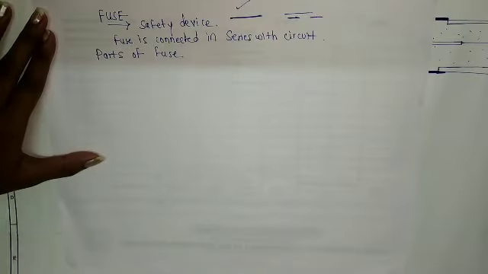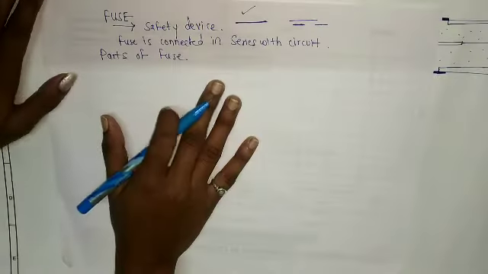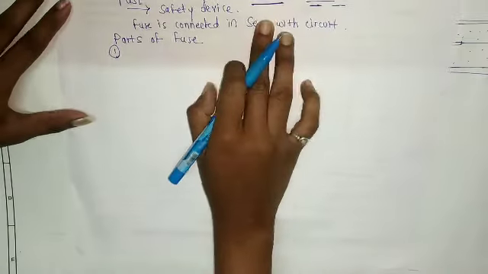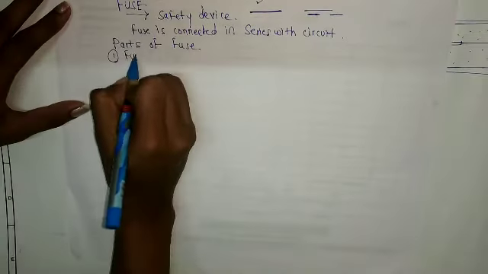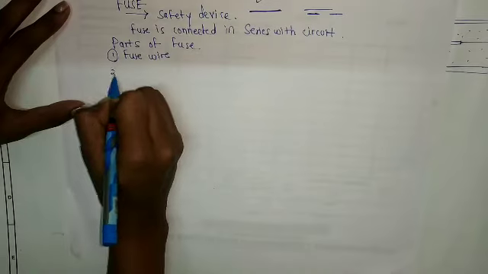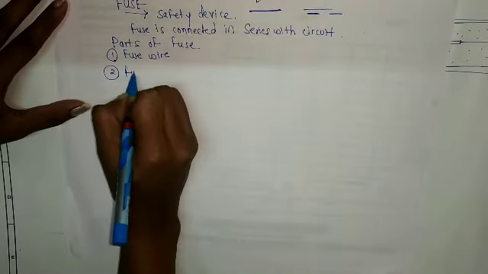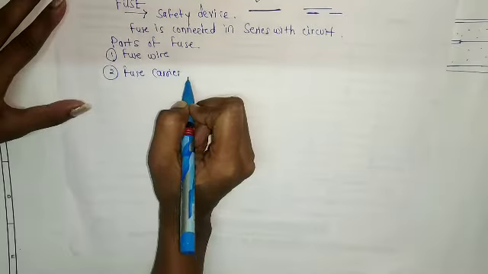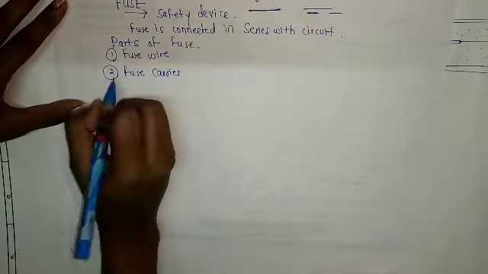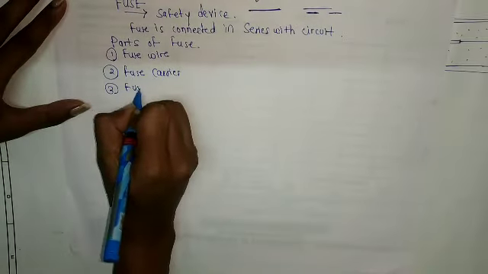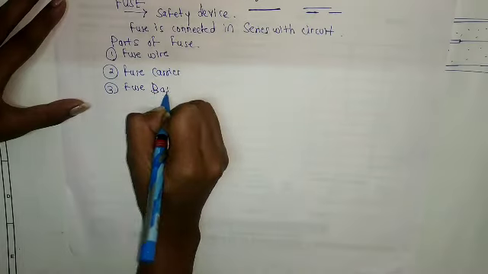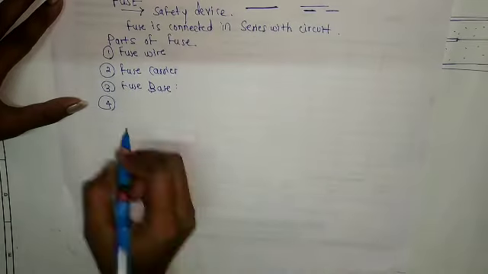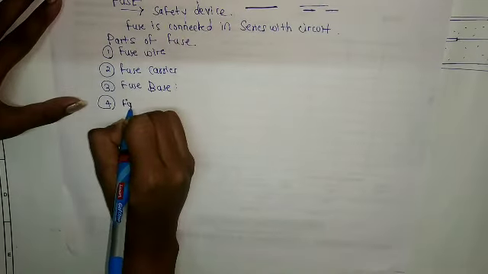Now we will see the parts of fuse. What are the main parts of fuse? The first one is the fuse wire. Second, fuse carrier. What does it mean by fuse carrier? We will just see the first parts. The third one is fuse base and the fourth one is fixed contacts.